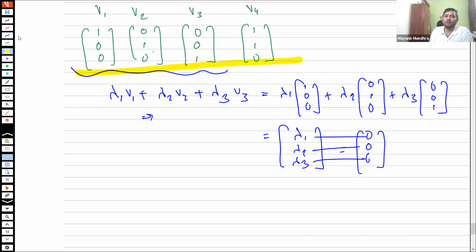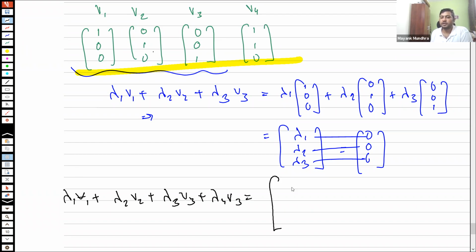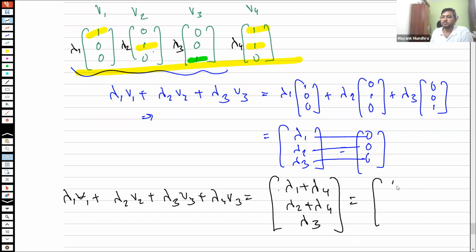But now if I take all the 4 vectors, then lambda 1 v1 plus lambda 2 v2 plus lambda 3 v3 plus lambda 4 v4 is going to be lambda 1 times this plus lambda 2 times this plus lambda 3 times this plus lambda 4 times this. So if I look at the first coordinate, it's going to be lambda 1 plus lambda 4. The second coordinate is lambda 2 plus lambda 4. And the third coordinate is just lambda 3. Now this must be equal to 0, 0, 0.